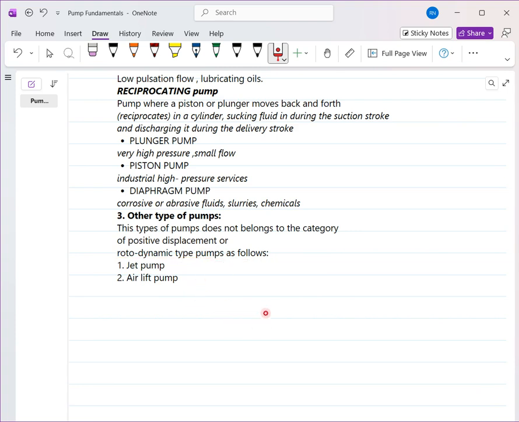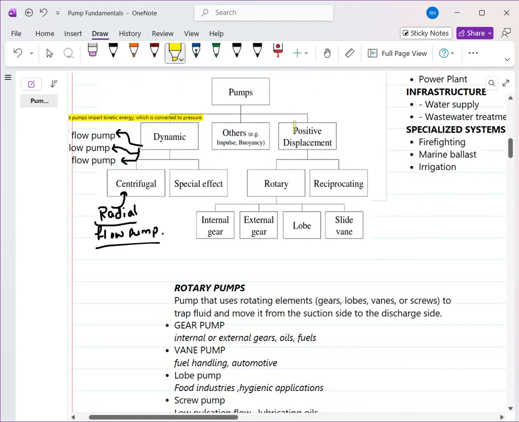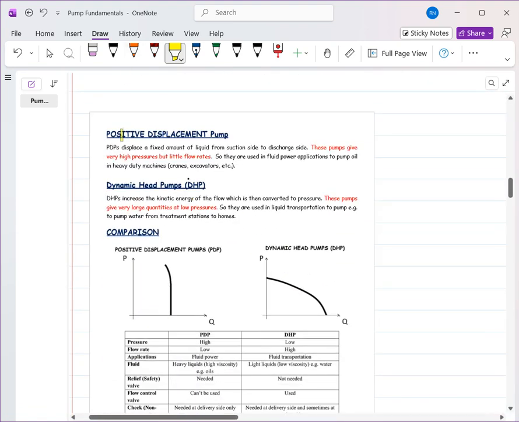So in detail, we will discuss first the positive displacement pump. The positive displacement pump displaces a fixed amount of liquid from the suction side to the discharge side. These pumps give very high pressure but little flow rates, right?